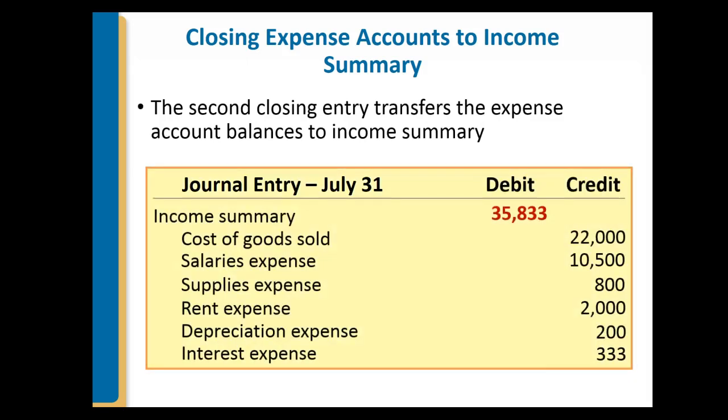The second closing entry transfers the expense account balances to income summary. As expense accounts have normal debit balances, they're credited to bring them to zero. The journal entry here is recorded to close the expense accounts out to income summary.